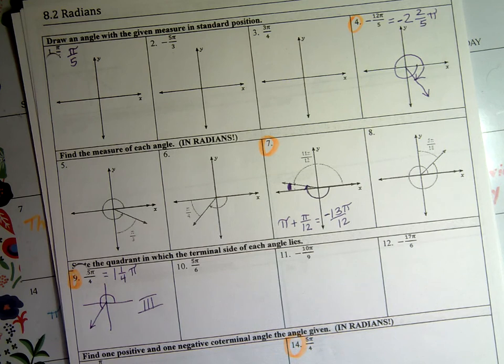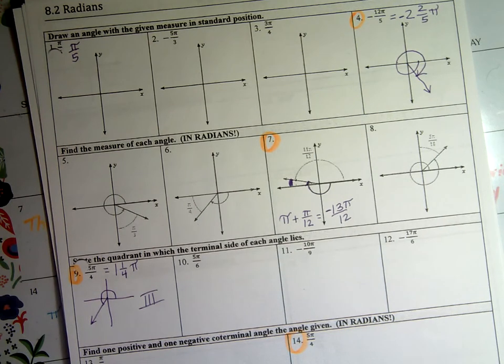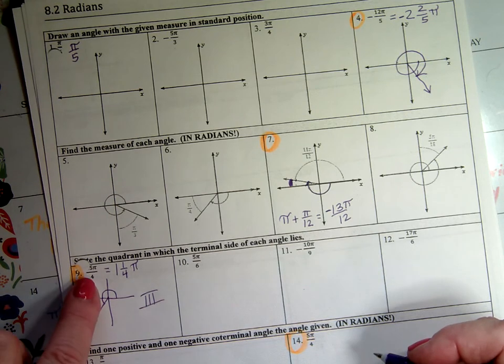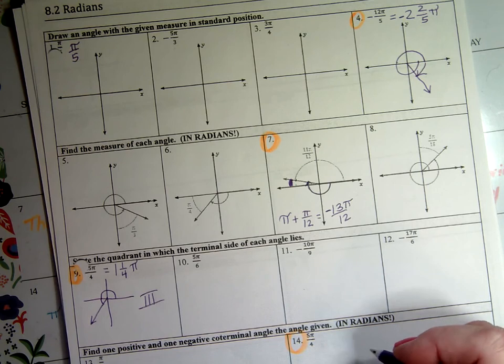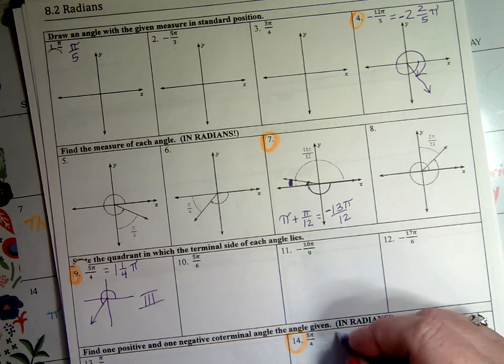If I go to 14, 14 is a coterminal deal. We just did 5 pi over 4. I think this was really 15 pi over 4 and got hole punched off, but it's okay. It looks like a 5 pi over 4. We're going to go with it. 5 pi over 4, here's my picture one more time. 1 1/4.